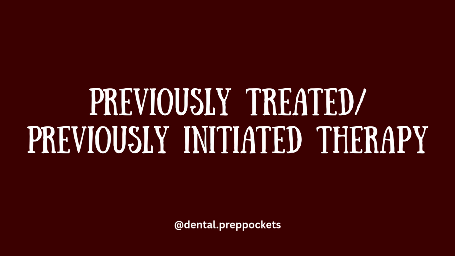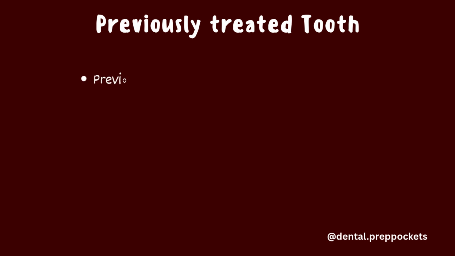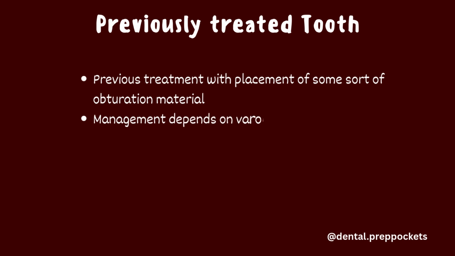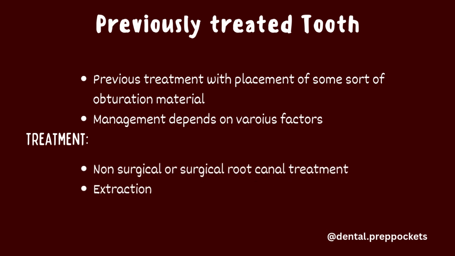Next is, if the tooth was treated previously with placement of some sort of obturation material and there are some factors that are causing pain, what will you do with that tooth? The management depends on various factors, including the restoration and accessibility to remove prior obturation material in an orthograde fashion, the feasibility of surgical access, and patient preference. Treatment options include non-surgical or surgical root canal treatment, or extraction.